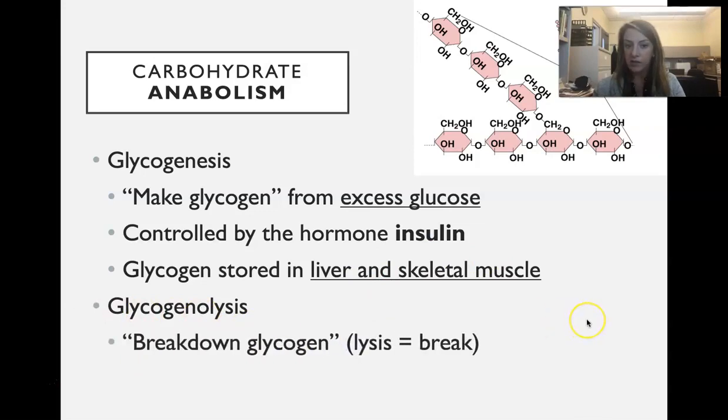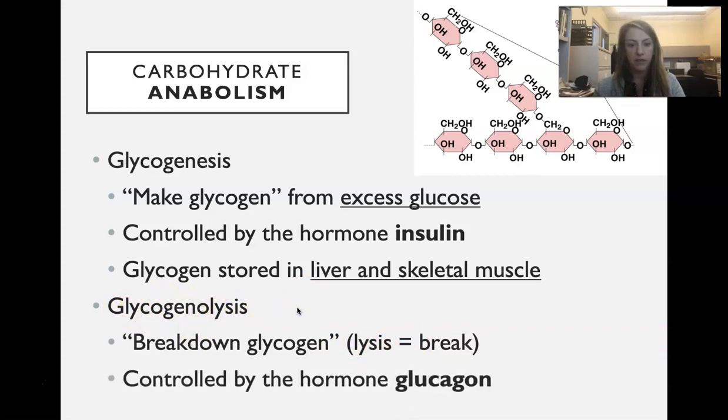Glycogenolysis is the opposite. That's the breaking it down. So then when you want to break down glycogen to use it as blood glucose, that's called glycogenolysis. And lysis is a word that means break. We're going to hear that a lot in cells and in this class. Okay, you have lysis of blood cells, but essentially means breaking. So glycogenolysis, glycogen breakdown. Okay. And that's controlled by glucagon. Okay, so if you need more blood glucose and you need to pull it out of storage, you break down glycogen with the help of the hormone glucagon.